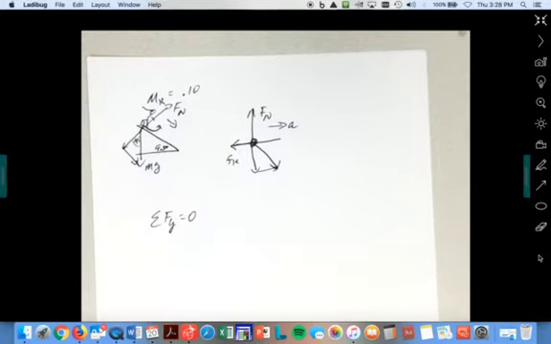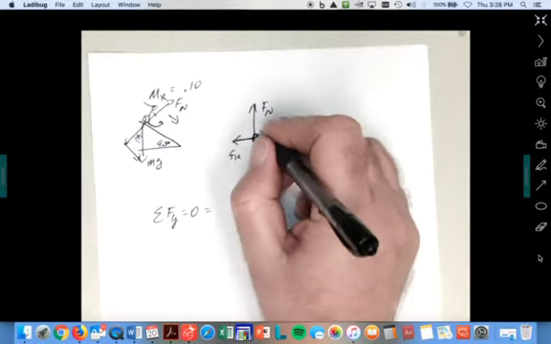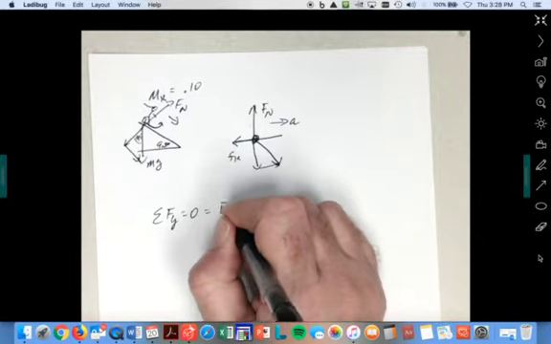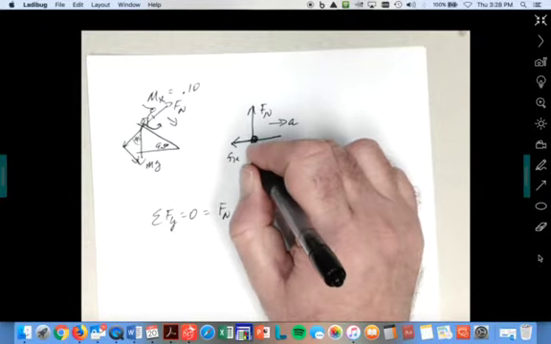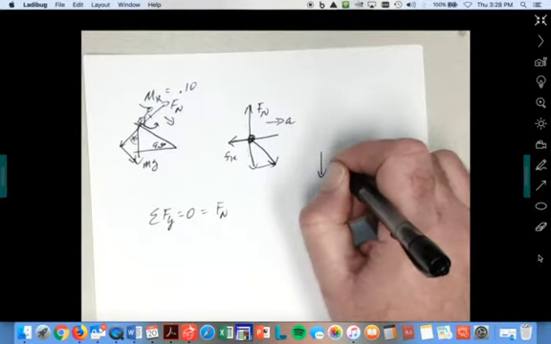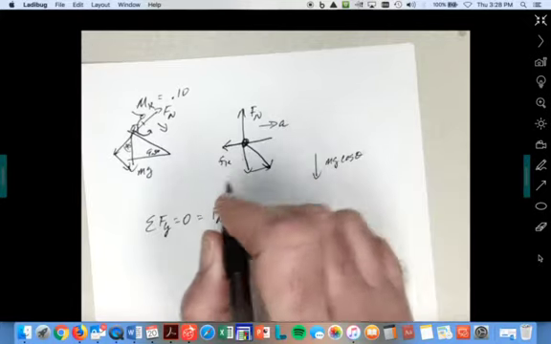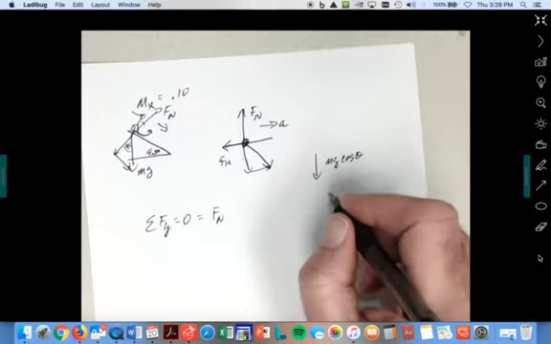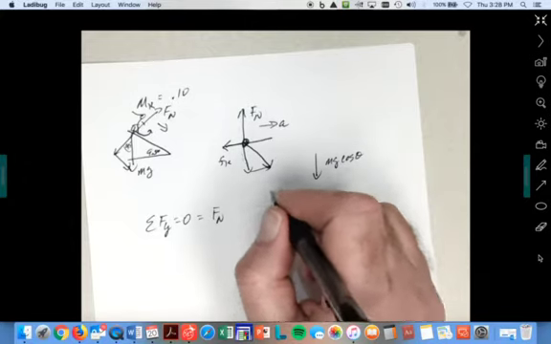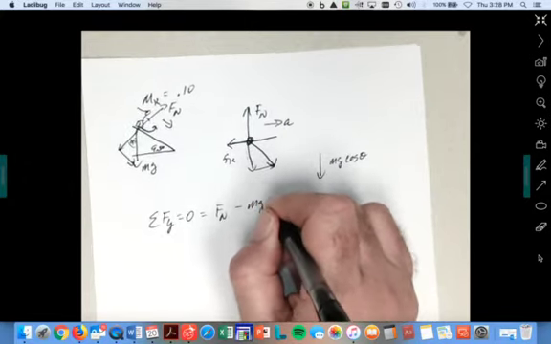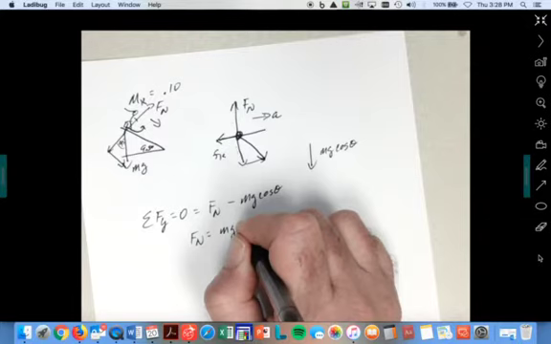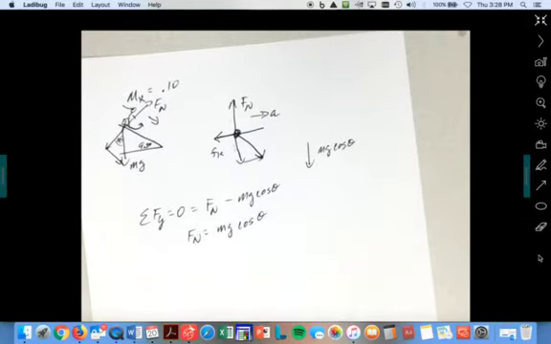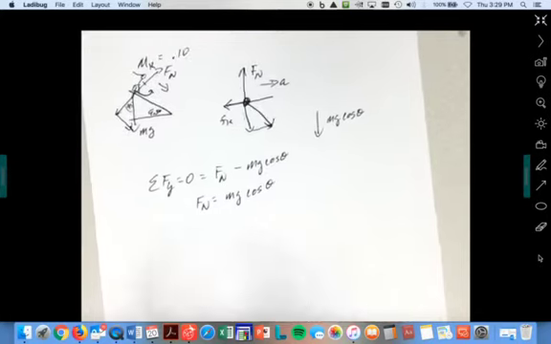Let's take the sum of the forces in the y direction. That equals 0 because the skier is not crashing through the hill or flying off. So this is equal to the normal force. And we should be able to fill these in by now. That down force right here is mg cosine of the angle. So the normal force is equal to mg cosine of the angle, whatever that angle is going to be.